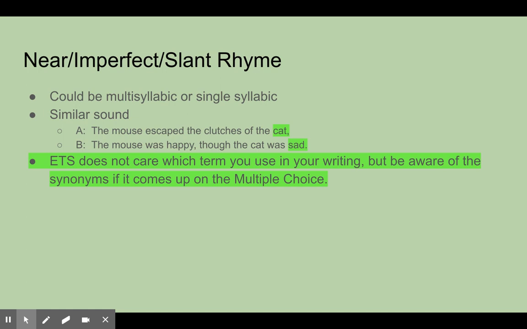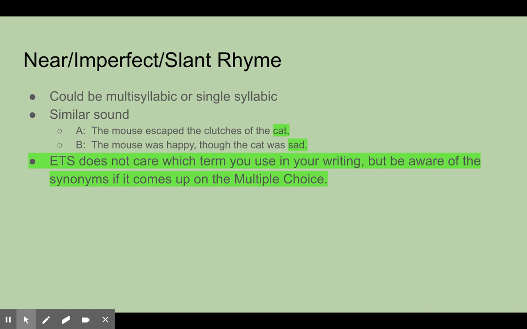The other half of that is what we call the near imperfect or slant rhyme, because again, there are only a certain number of words in this world that do have a perfect rhyme, and poets like to use all the words. So a near perfect or imperfect or slant rhyme could be multi or single syllabic, and it has a similar sound. So the mouse escaped the clutches of the cat.